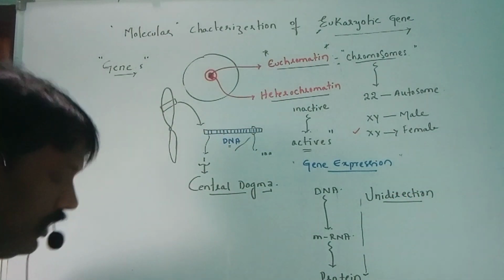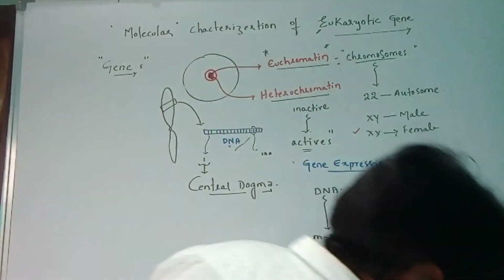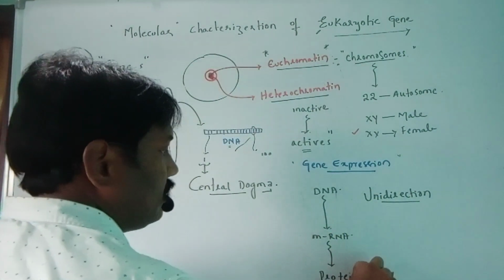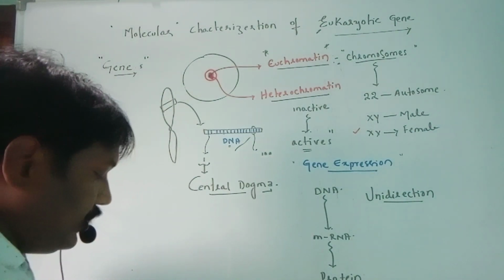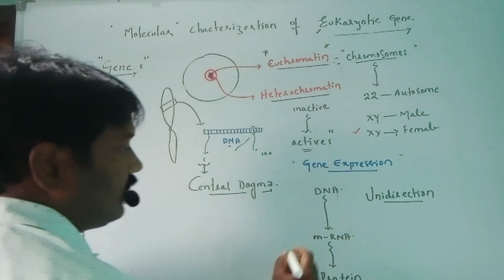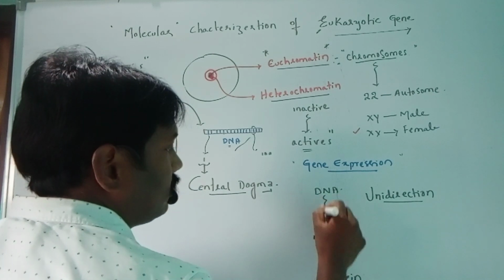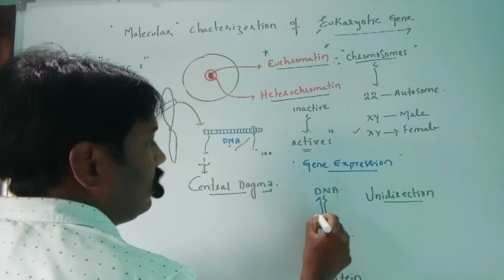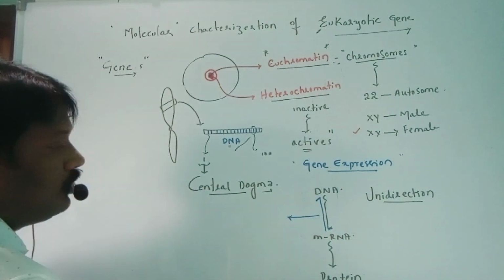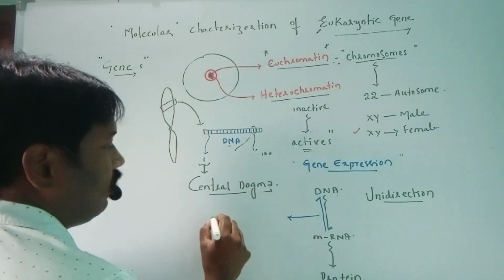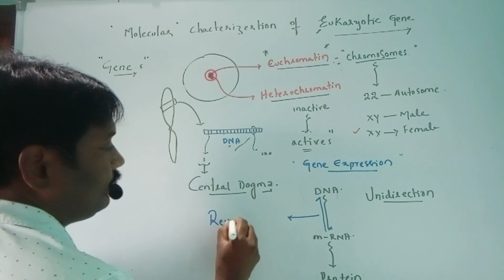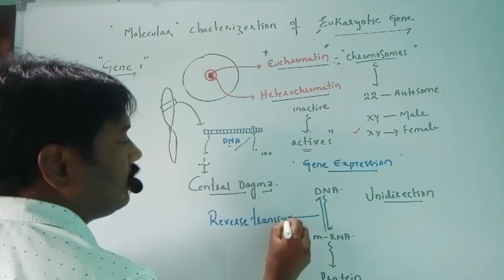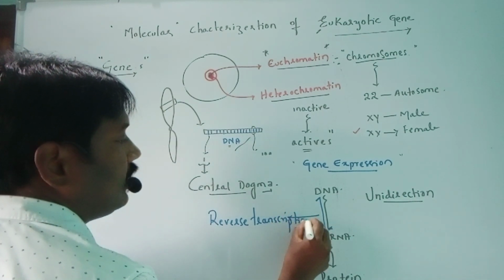But we found such a type of direction is bidirectional. We found the bidirectional situation whenever a patient is infected with the HIV virus. In that virus, what happened? From mRNA, DNA is again produced. The phenomenon we call reverse transcription. What we call reverse transcription.